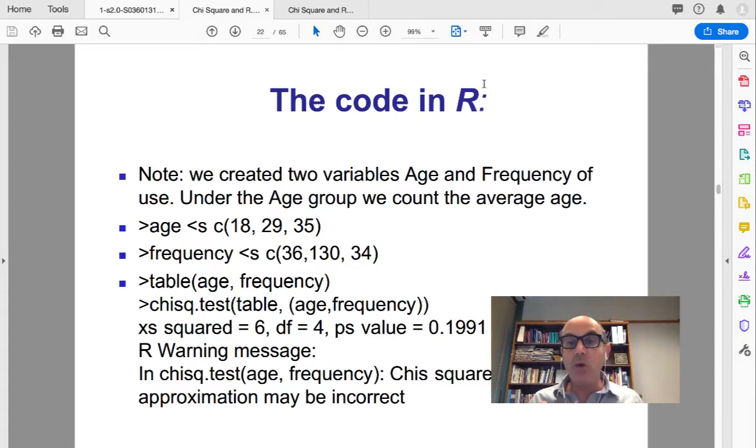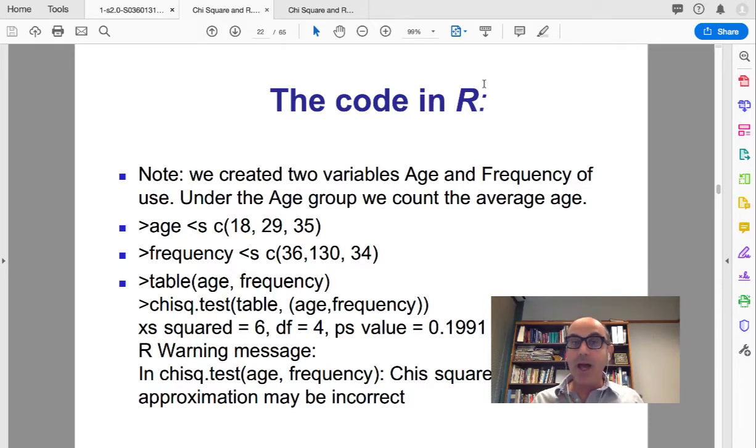We can create two variables, age and frequency. So under the age group, we can create a container that will hold the numbers. The frequency, we will call it a frequency container, and the table will present us the age and the frequency. Then, after we create this table, we are going to use the chi-square test command in order for us to do that.